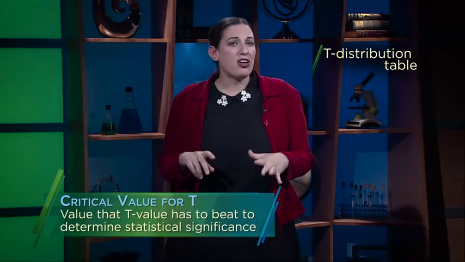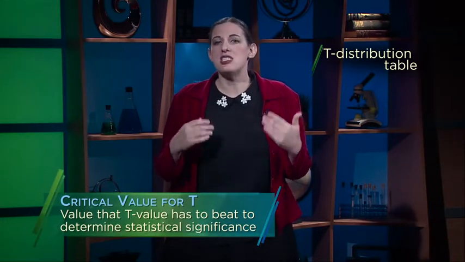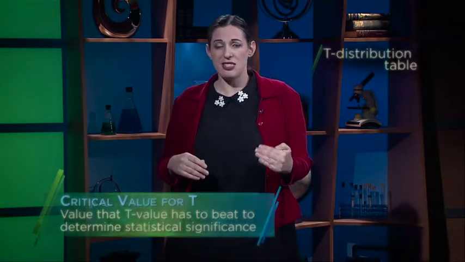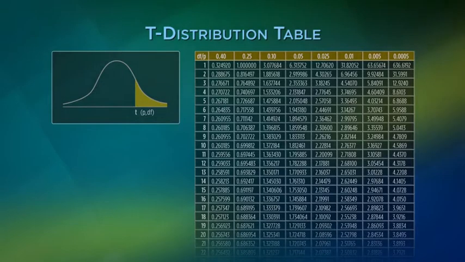This is the value that your t-value essentially has to beat to determine statistical significance. If your t-value is higher than that listed under your chosen level of significance, then the difference between the two means is significant. If not, it's, well, not. You can find a t-distribution table online through a basic internet search.